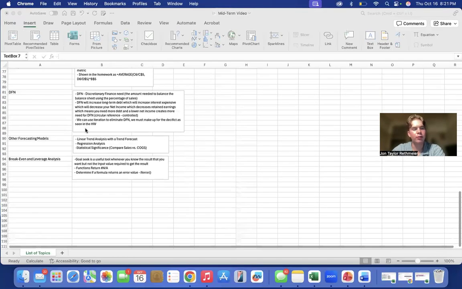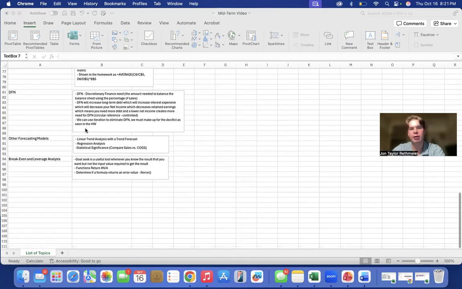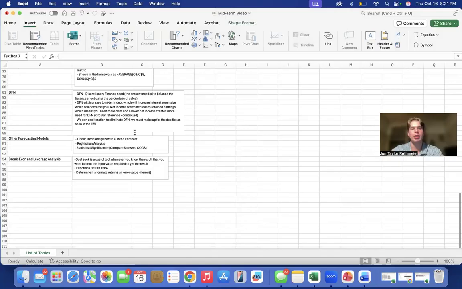And then in homework two, we've learned about discretionary finance needed, the amount needed to balance the balance sheet using the percentage of sales. It will increase long-term debt, which will increase interest expense, which will decrease your net income, which will decrease your retained earnings, which means you need more debt, and a lower net income creates a need for more discretionary finance. So this is what we learned as a circular reference. This was something we want to avoid when submitting Excel assignments or submitting stuff to our boss. We can use iteration to eliminate discretionary finance needs, so we can make up for the deficit as we'll see in the homework.